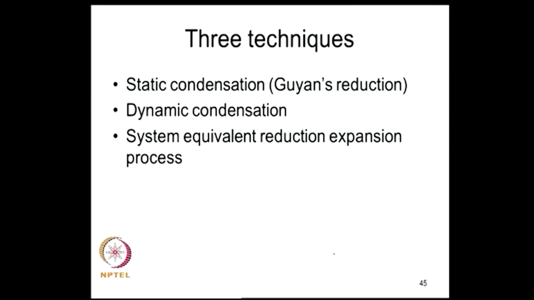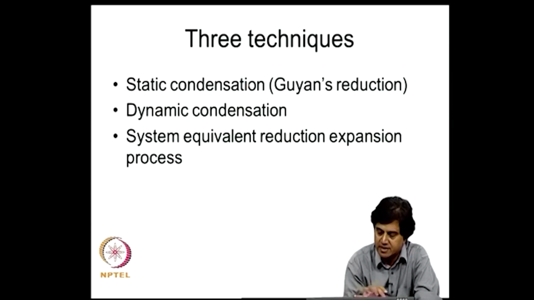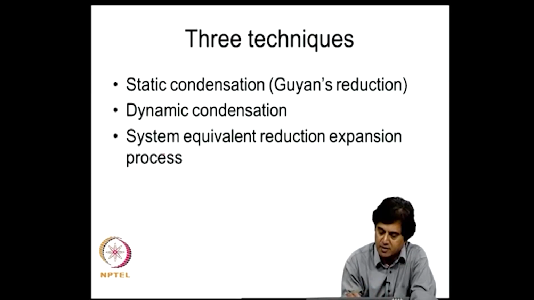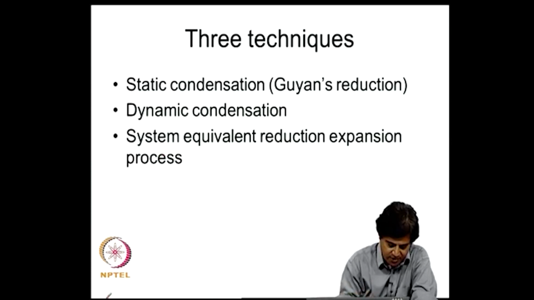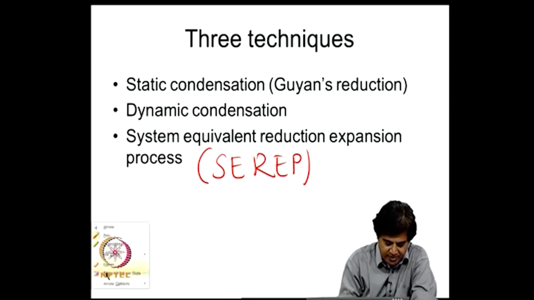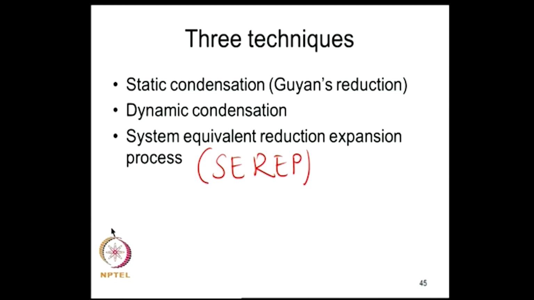Now some of these issues we will be discussing. What I propose is to discuss three methods. One is what is known as static condensation, that is also known as Guyan's reduction, and there is a method known as dynamic condensation, and the third method is what is known as system equivalent reduction expansion process, and it is abbreviated as SEREP. We will be discussing this in the lectures to follow. We will conclude this lecture at this stage.